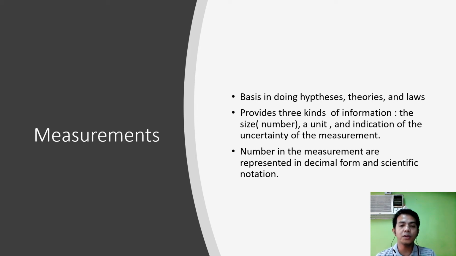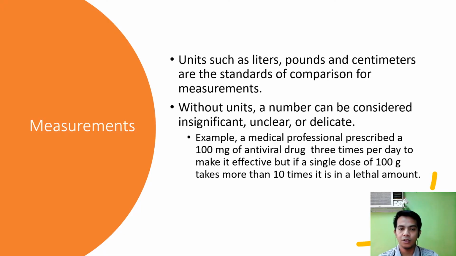Numbers in the measurement are represented in decimal form and/or scientific notation. Units such as liters, pounds, and centimeters are the standard of comparison for measurements. Without units, a number can be considered insignificant, unclear, or ambiguous. For example, a medical doctor prescribes 100 milligrams of an antiviral drug 3 times a day. It means that you need 300 milligrams per day to kill the virus inside your body.